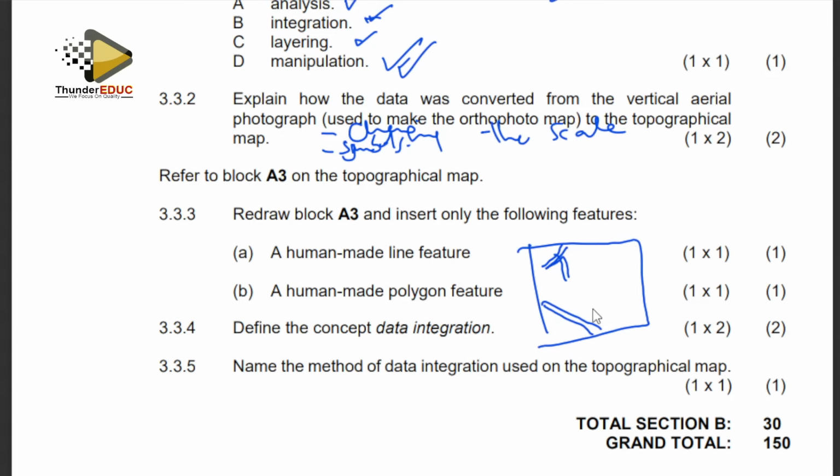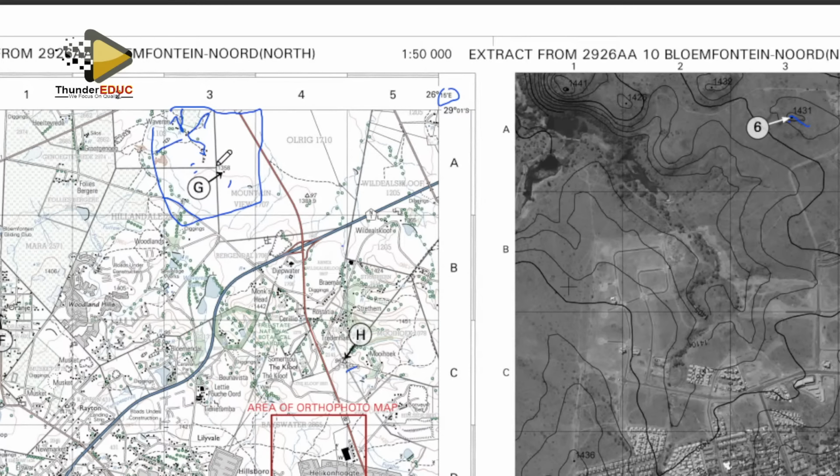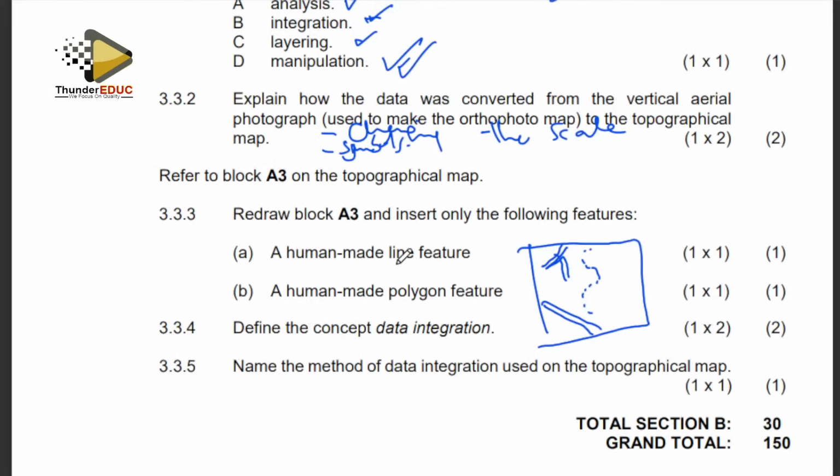Another road here. Then we have got a track and trail that was passing there. I think I did it. You saw it. Then we have got a track and trail here. We have got a road here and a road here. So meaning to say the first one is done.